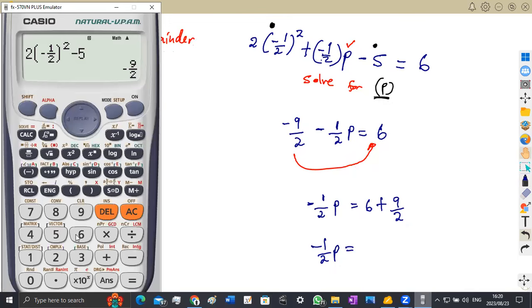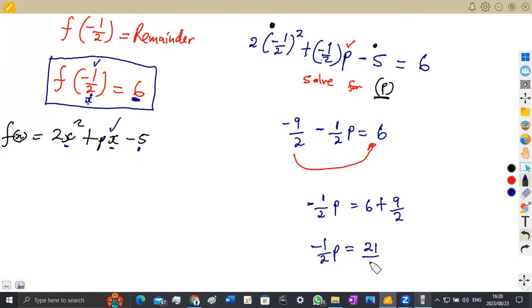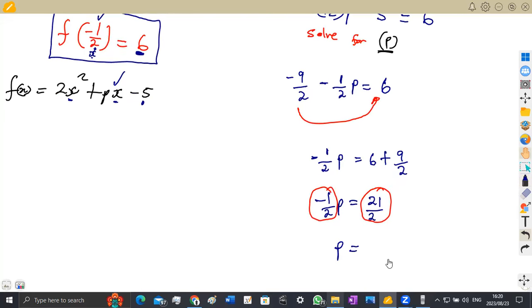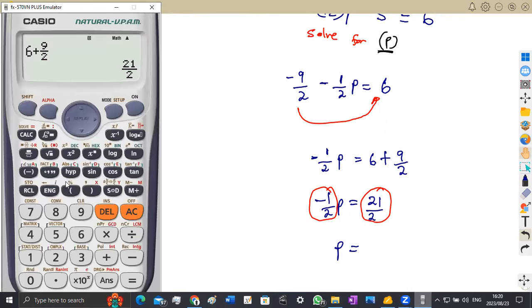So we can add 6 plus 9 over 2. What do we get? 21 over 2. So we're going to have 21 over 2 here. So as we can see, just like the previous part, we're going to divide by negative half both sides. So meaning to say our p is going to be 21 over 2 divided by negative half. Already we've got 21 over 2, so we're just going to divide by negative 1 over 2, like this. That will be negative 21.